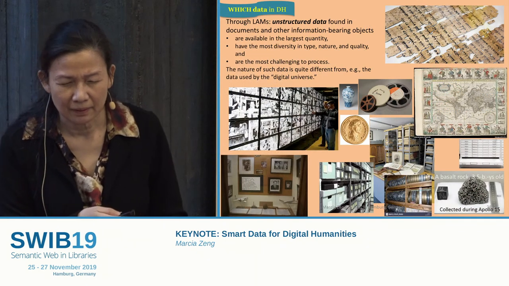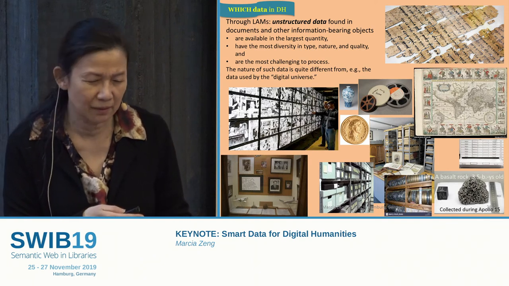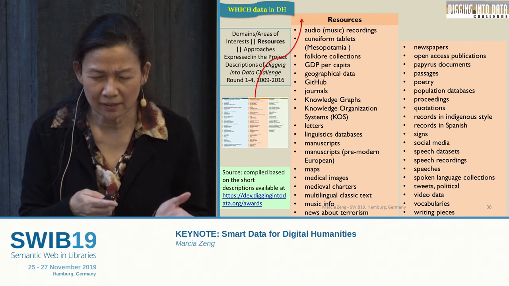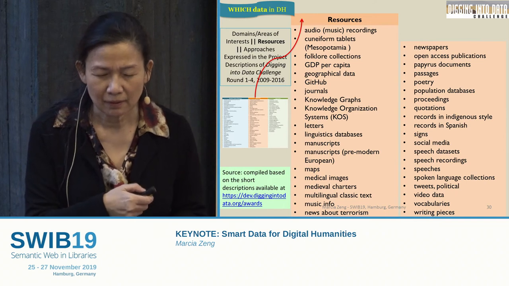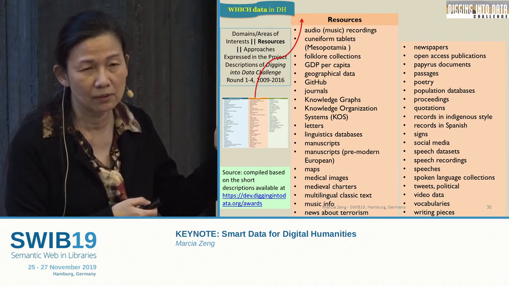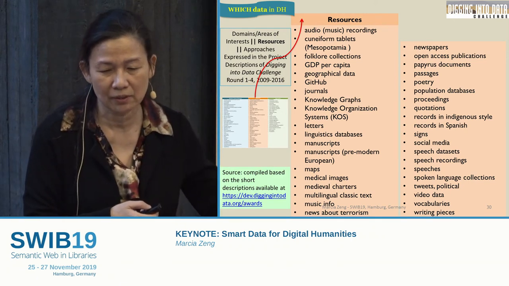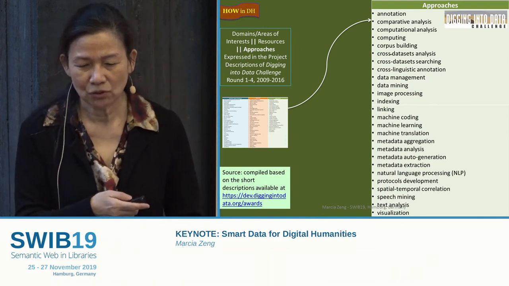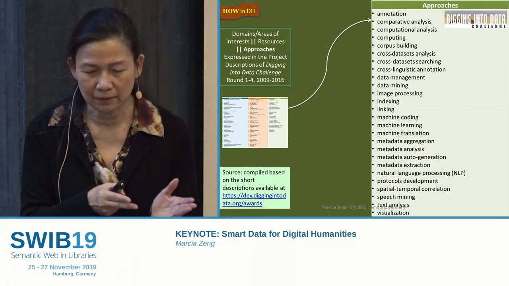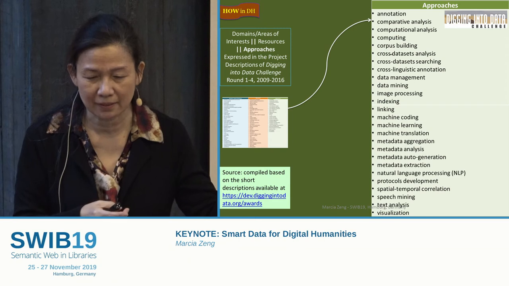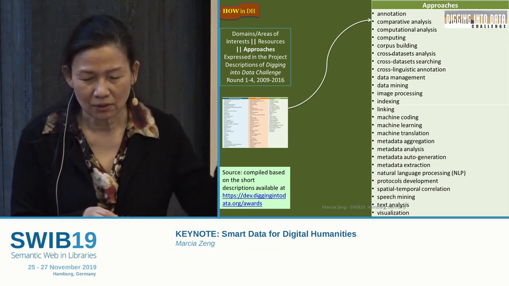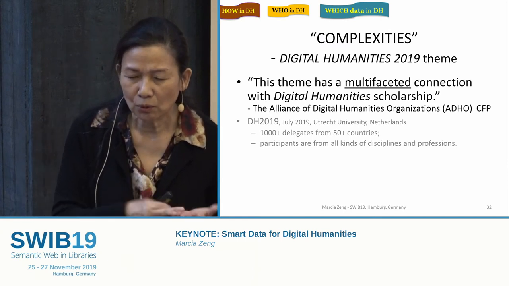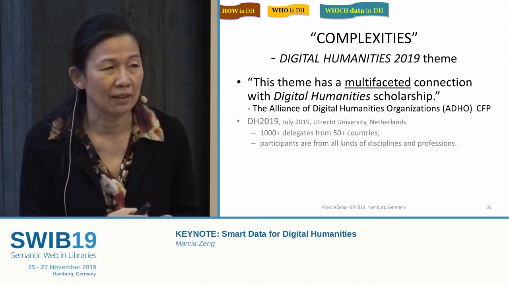Let's see, I have a few examples of different kinds of data. The example from the Digging into Data Challenge tells us what kind of resources those funded 50 research projects have been using. You can see traditional, unstructured, structured, and digital all across. This is not limited to digital data. The approaches are similar to what the digital smart data conference already presented. But in addition to this list of popular approaches, we can also see the complexity of who, how, and which data, all very complex.